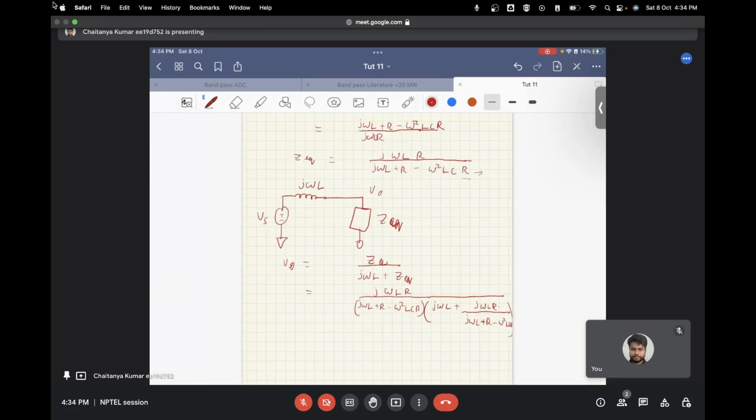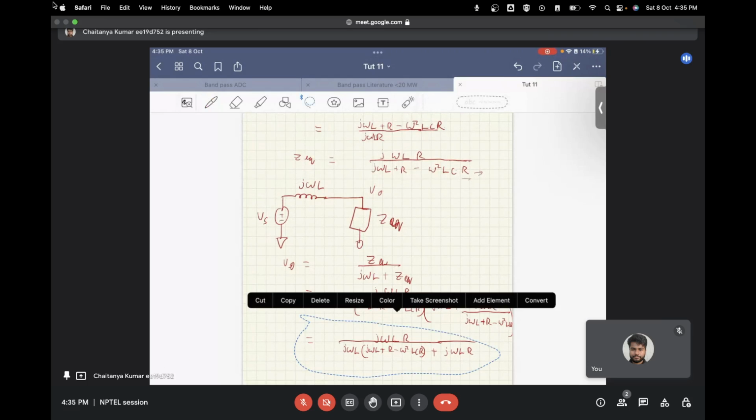Okay, so now we have j omega L times R divided by j omega L times j omega L plus R minus omega square LCR plus j omega L times R. Now this j omega L we have common in numerator and denominator, so this can be cancelled. So on doing that, let's again take it to a new page.